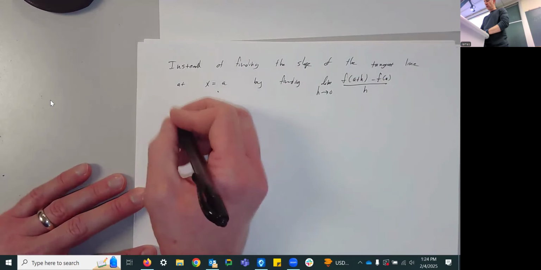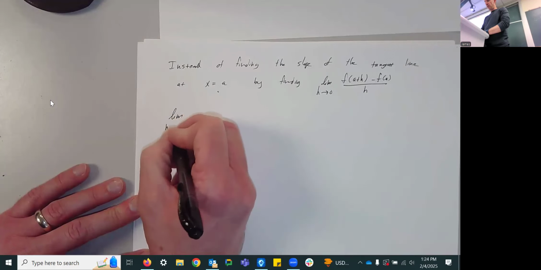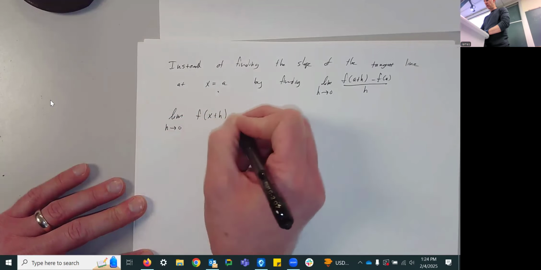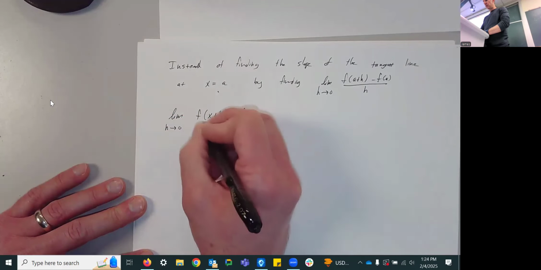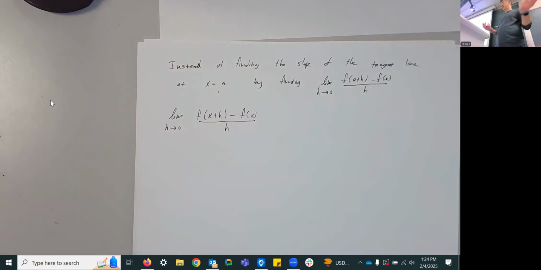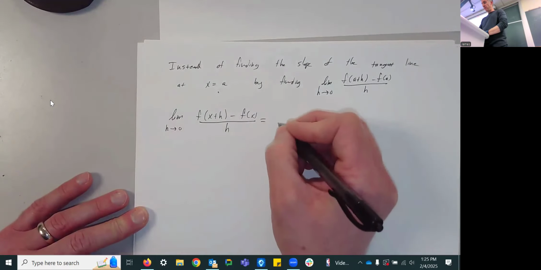So what we'd rather do is say, okay, well, I'm going to find the limit as h approaches 0 of f of x plus h minus f of x all over h. And then my slope of my tangent line at any point x will just be a function of x, which we're about to call the derivative, but let's hold off for just a moment.